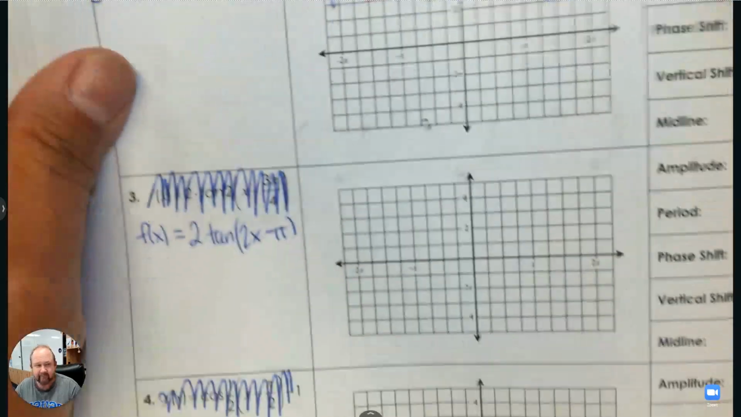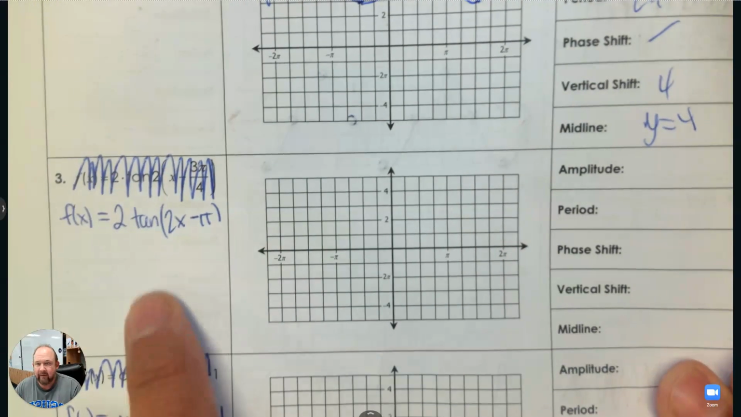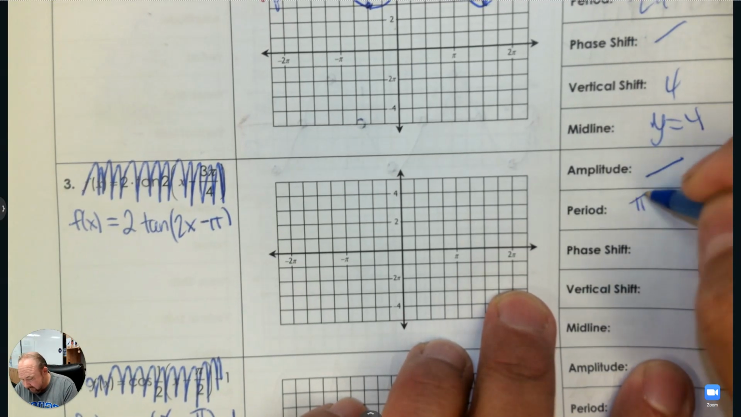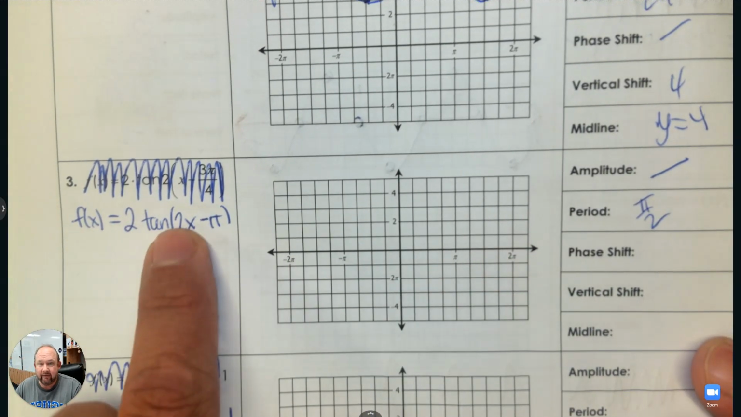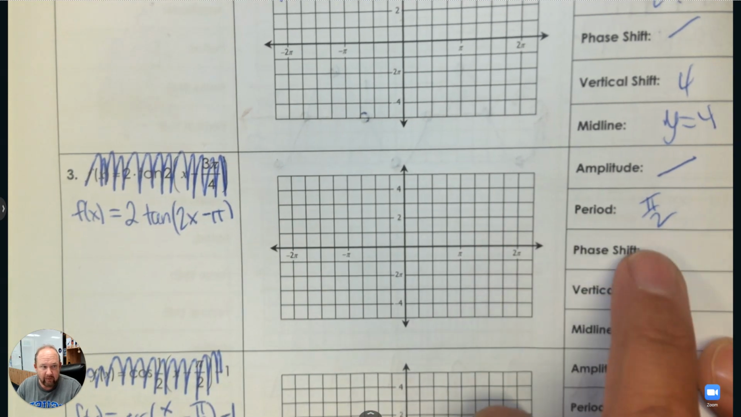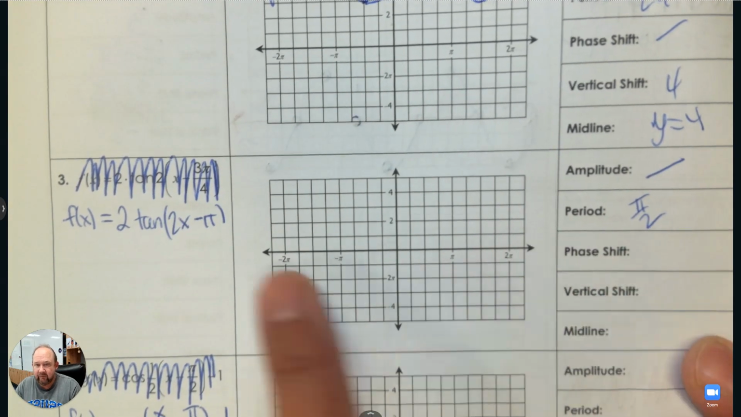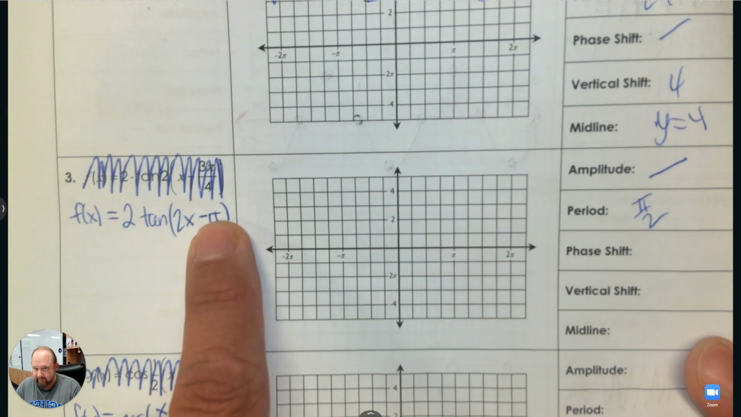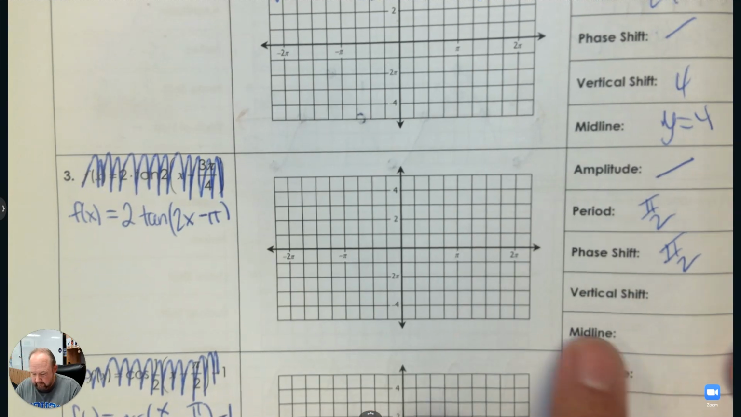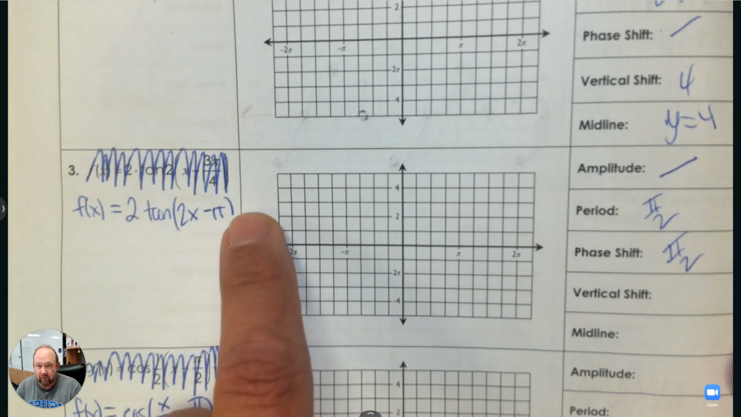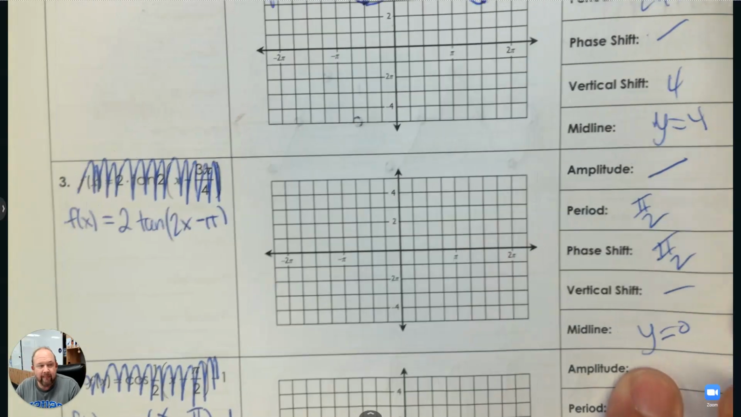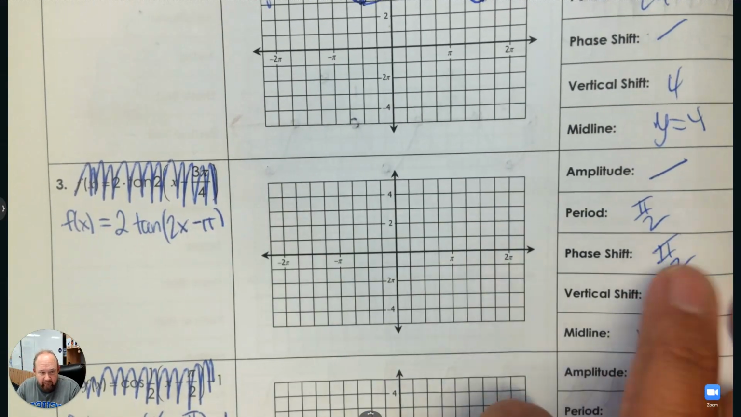Number 3. It's tangent. There is no amplitude. Period starts with pi, and I'm going to divide by the number inside with x, which is 2. So it's pi over 2. I'm going to change the scale in a moment. The phase shift is positive pi divided by 2. The vertical shift: there is no number at the end, so the midline stays at 0.